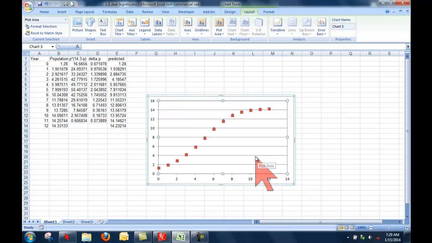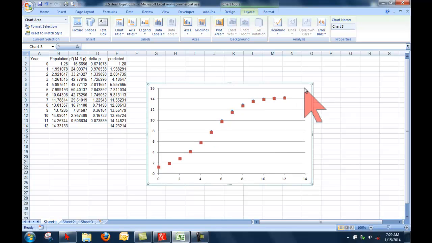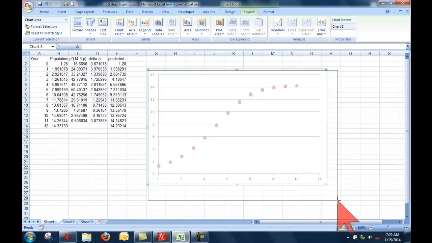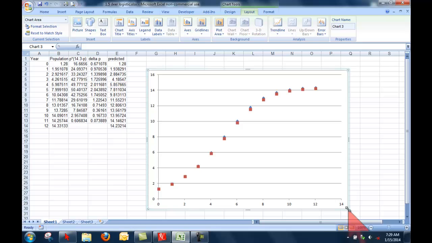Okay, you have to look really close to see this now. I'm going to enlarge a little bit. I had blue diamonds for my original data. That was the actual population. Now I have red squares for the model's predicted population. And it's like, where did the blue diamonds go? Well, the red squares overlay them almost exactly.